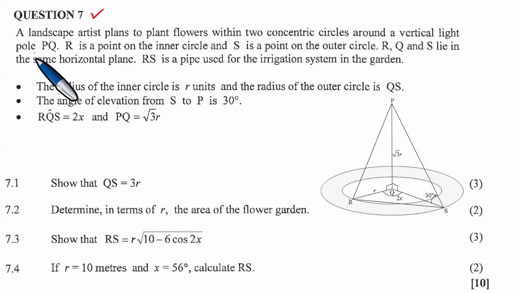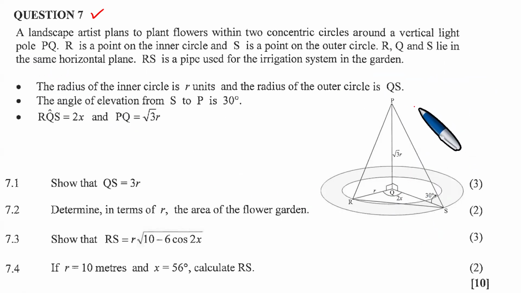Question 7. A landscape artist plans to plant flowers. Remember, this landscape artist is planning to plant flowers within 2 concentric circles. Concentric circles are circles with the same center, but essentially different radii, around a vertical light. Here's the vertical light there.